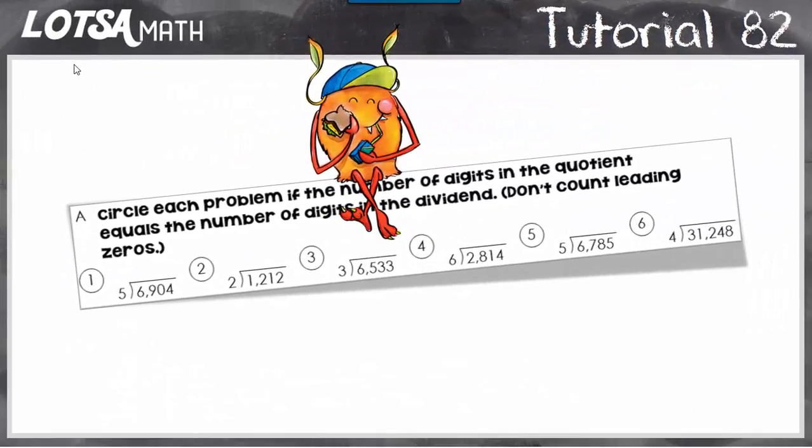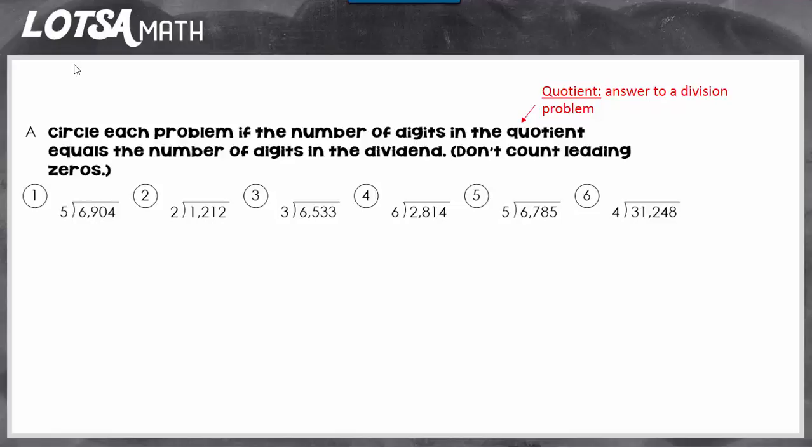For these questions, we're going to circle each problem if the number of digits in the quotient would equal the number of digits in the dividend. A quotient is just the answer to a division problem. The dividend is the number that's being divided. And the directions say that you're not going to count leading zeros when you do this.